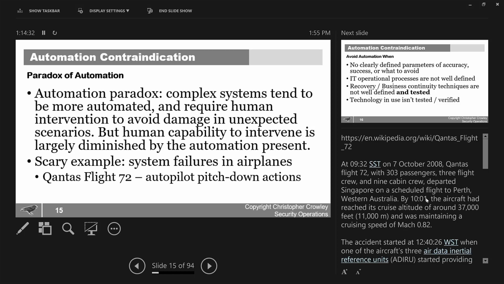And I do want to mention the paradox of automation, which is the more that you automate, the harder and harder it is for the human being who's supposed to be the safety valve to actually regain control. Okay? And so I have this really kind of scary example. I fly a lot, so I give lots of flight examples. This one was Qantas Flight 72. They're flying along at normal cruising altitude, 32,000 feet or wherever they are.